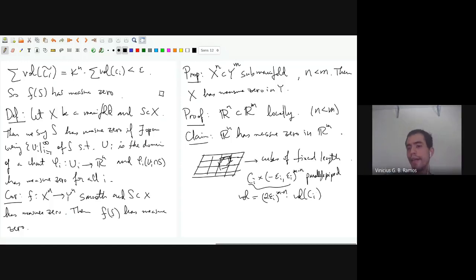And since... no, sorry. What you do is actually first you choose a fixed cube in R^n. So you do this for every compact set. Then the sum of the volumes of the C_i is actually finite. So you can suppose this is equal to some finite number R.